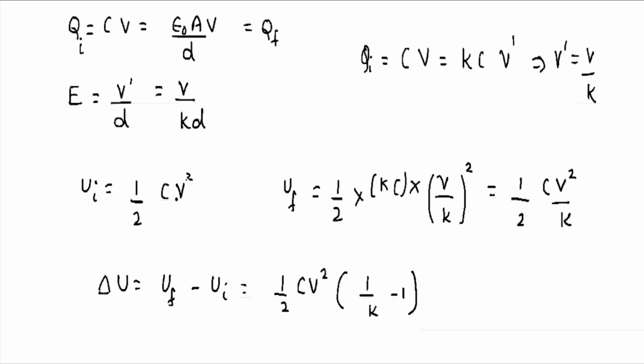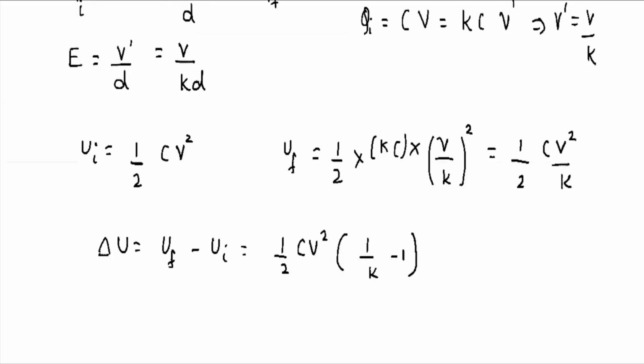It is half CV square, which would be common here and here. Okay. Now what is the work done? Work done is the negative of the change in the potential energy, so we need to multiply this by a minus sign. So it would be half into CV square times 1 minus 1 by K. This would be the work done.